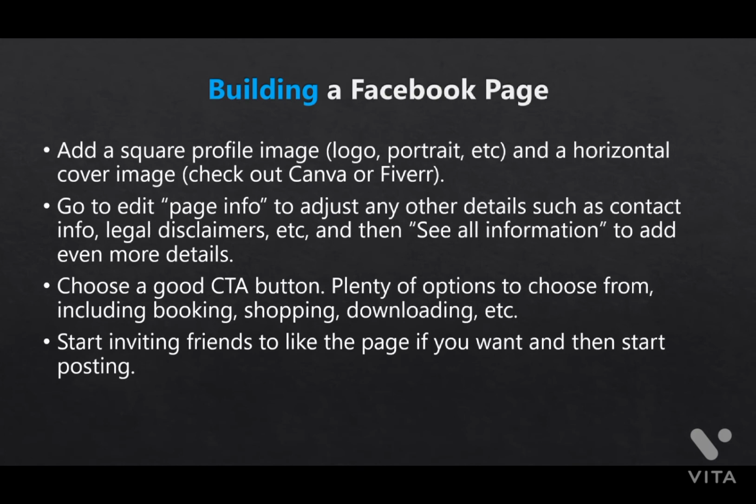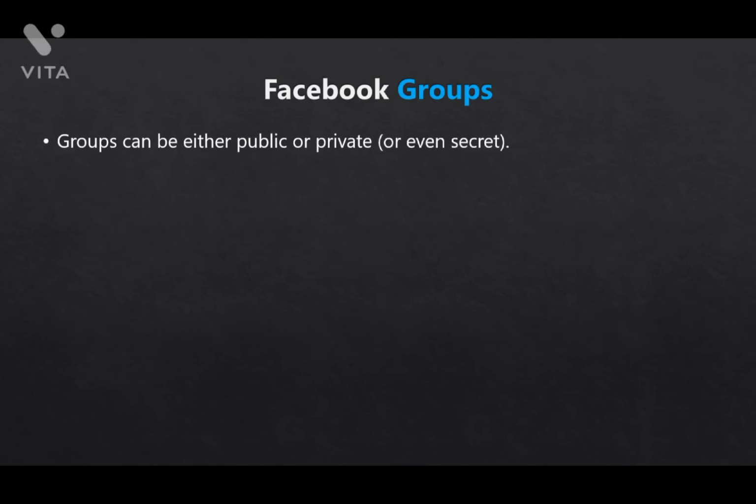Now let's talk about another type of presence: groups. One option for establishing a presence on Facebook is to create a group. A Facebook group can be either public or private. These groups can be an excellent way to interact with your audience, share content, encourage them to interact with each other, and even start building a tribe mentality among your followers.